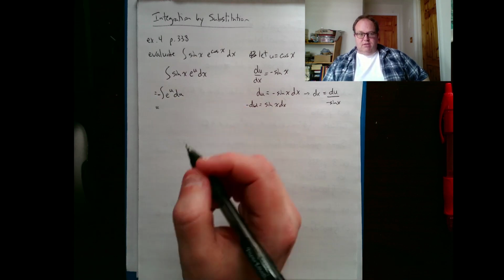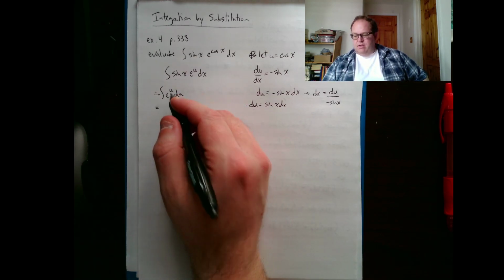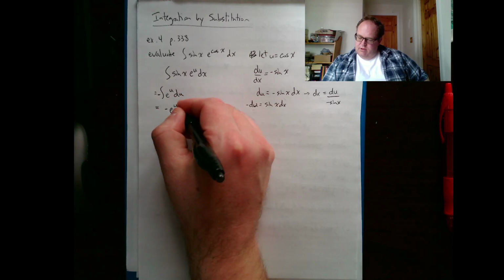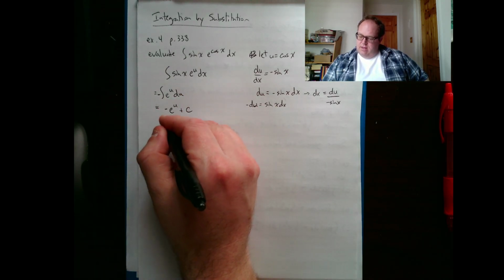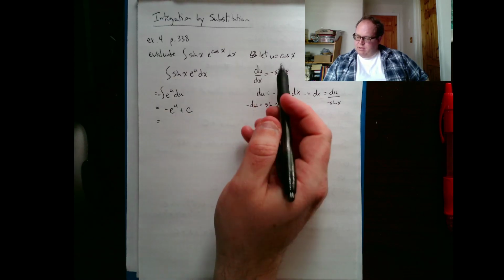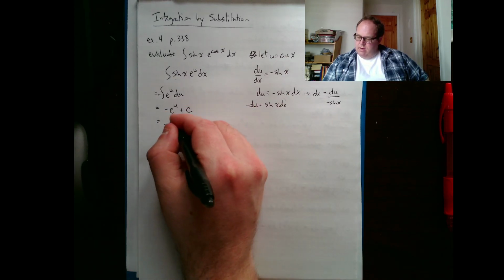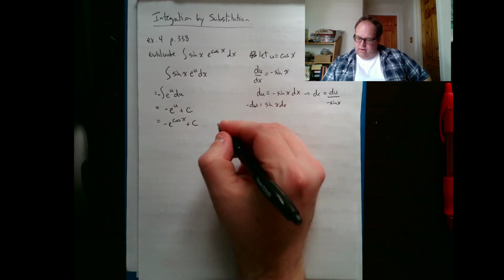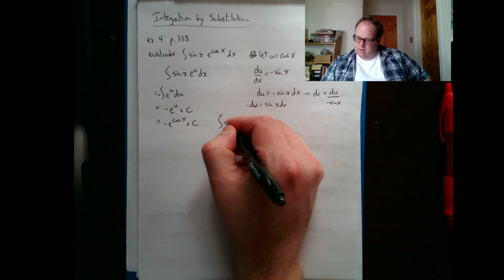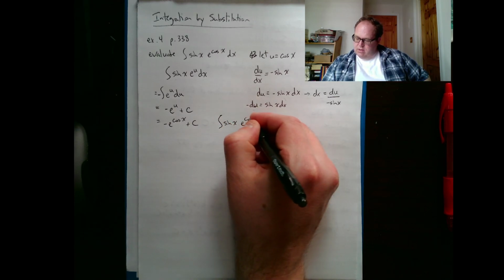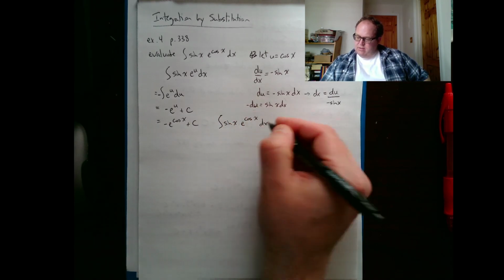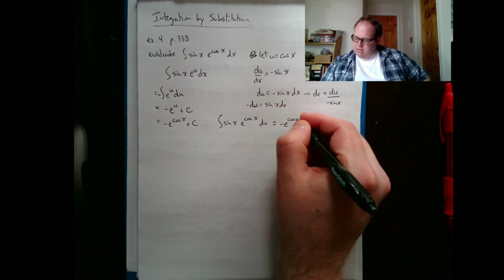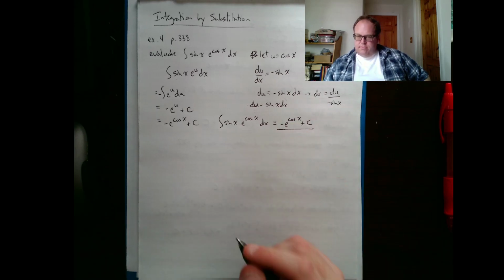Now that is much easier to deal with. The antiderivative of e to the u is just going to be e to the u. So I end up with negative e to the u plus a constant, and then I fill my substitution back in. Negative e to the cos x plus a constant, or, summarizing, the integral of sine x times e to the cos x dx is equivalent to negative e to the cos x plus a constant.